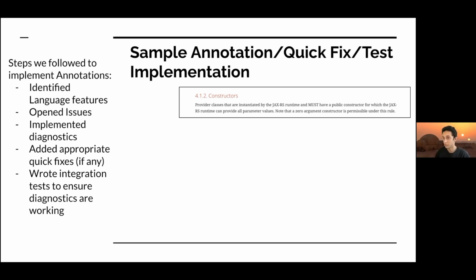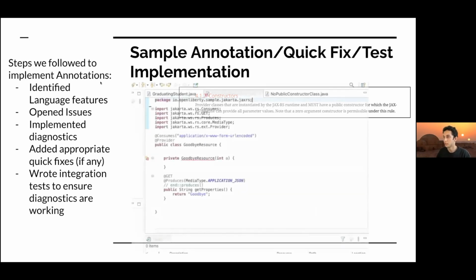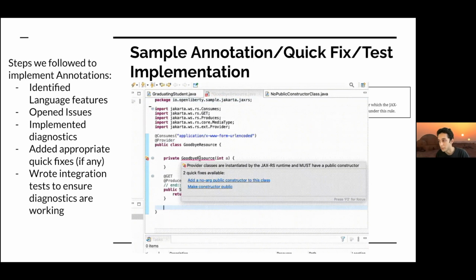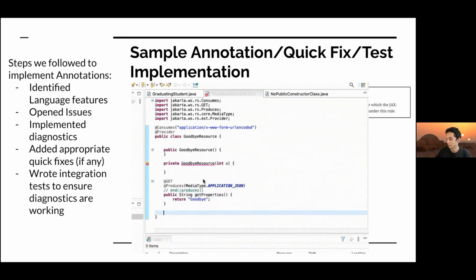Then we opened issues based off of that, and then implemented diagnostics, which is either a warning or an error saying that this is how it should be according to the spec, and then added quick fixes and wrote tests. Here is an example, the provider quick fix that you just saw in the spec earlier. A message will show up with the same error message, and then you do a quick fix and it will fix all your problems. Then the language server will see the update and reduce that to a warning.